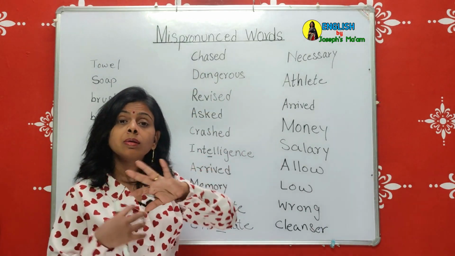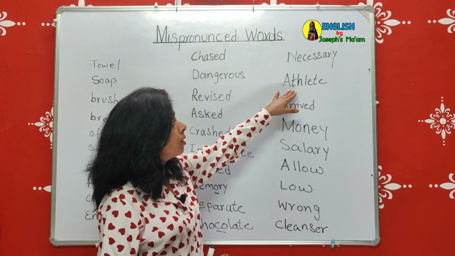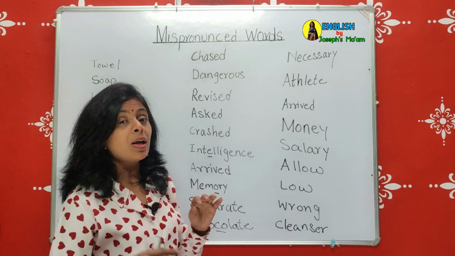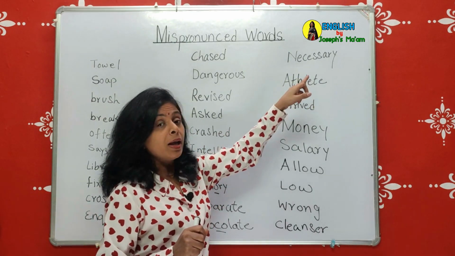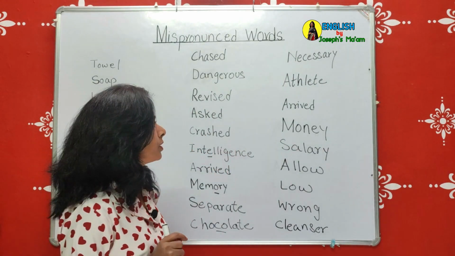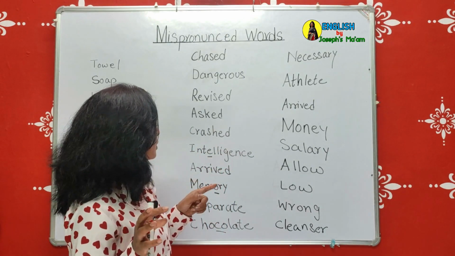Now next is athlete. Those who run for the race, the runners, they are called athlete. You will not say athlete. You will say athlete. Athlete. A-T-H-L-E-T-E. Athlete. Athlete. Arrived. Arrived.